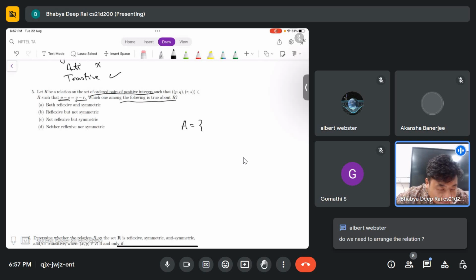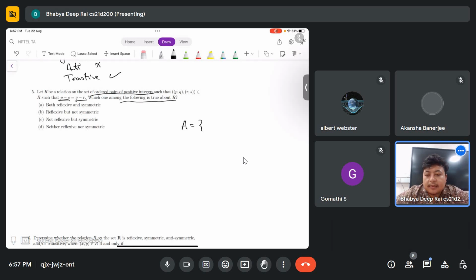Albert Webster, do we need to arrange the relation? No, not necessarily. What do you mean by arrange? Do you mean like, do I need to arrange the tuples in some order?